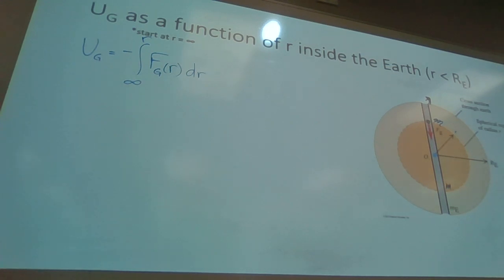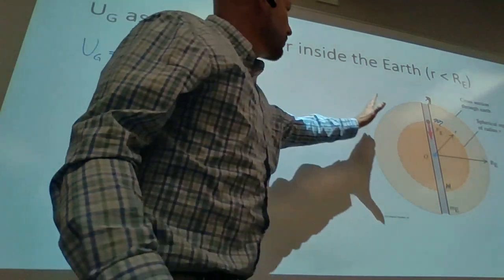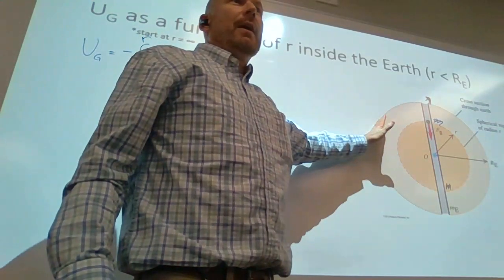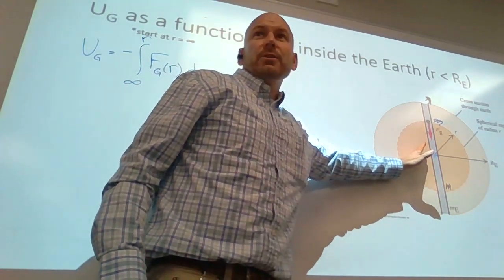The problem is the equation that defines the force of gravity changes as we go from outside the planet to inside the planet. Okay, hold on. This is a really important point. The equation that describes gravity is not consistent from infinity to where we're going. The function itself is not consistent. There's a certain point where going from infinity to the surface is one expression, and then going from the surface inward is a whole other expression.